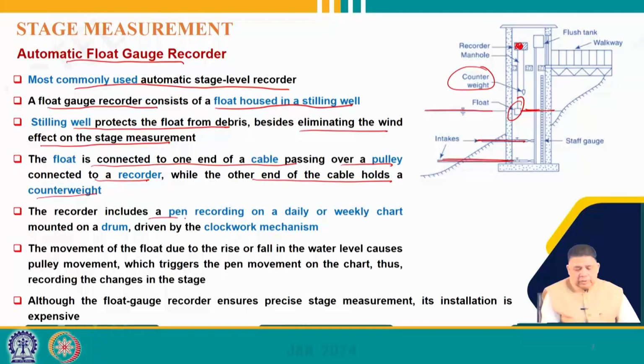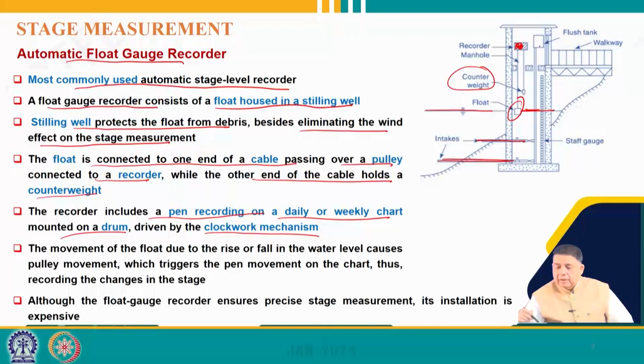The recorder includes a pen recording on a daily or weekly chart mounted on a drum driven by a clockwork mechanism. So, of course, linked to this pulley is a recording mechanism, very similar to what we discussed in a recording type of rain gauge, say siphon type of rain gauge or weighing bucket type of rain gauge. So, what happens is that whenever the water level changes, this float level will change, and that will make a movement in the pen, and that will make a recording.